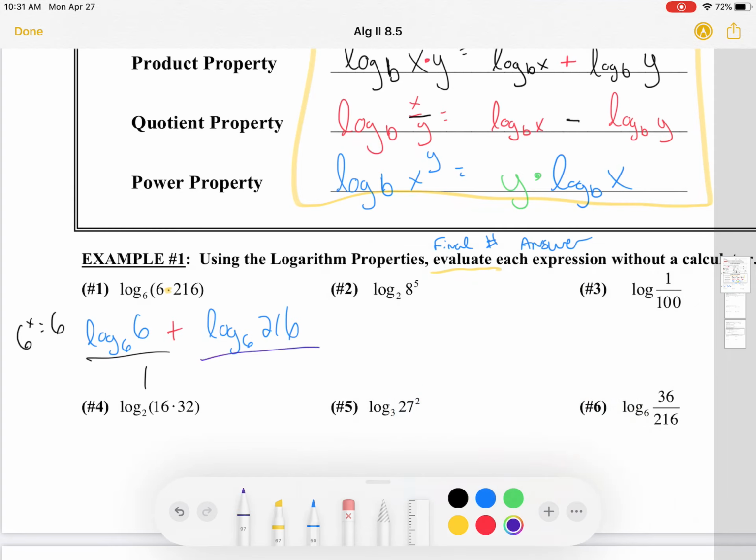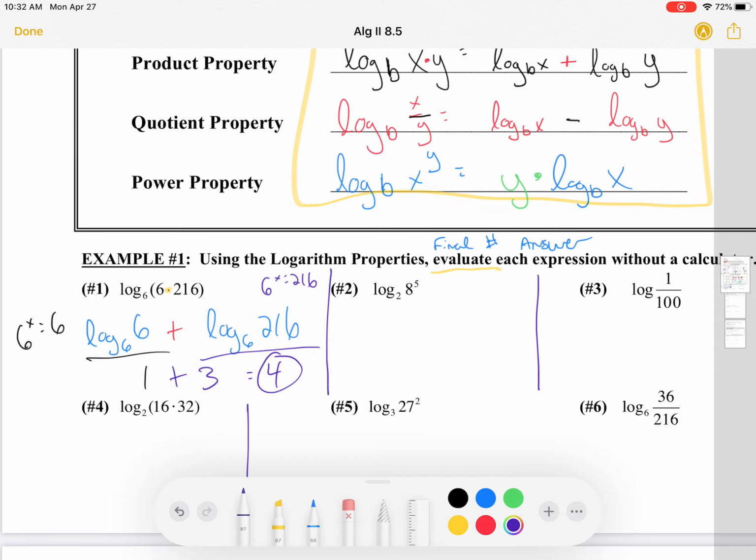What's this part saying? Log base 6 of 216, that's saying 6 to what power is 216? Well, that's easy. Okay, don't look at your perfects card. 6 to the third power is 216. What's 1 plus 3? Answer is 4. That's it.